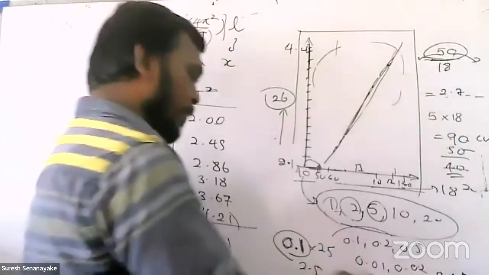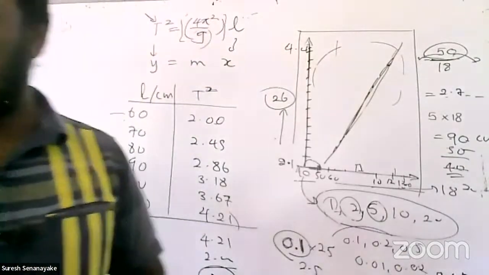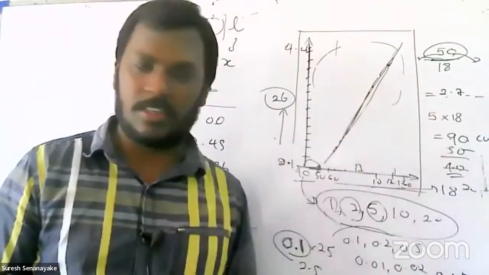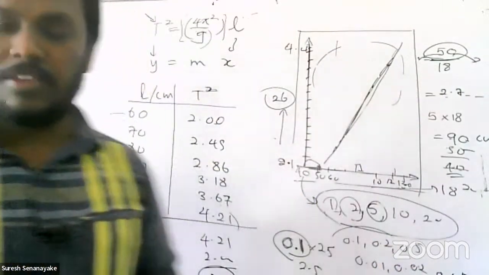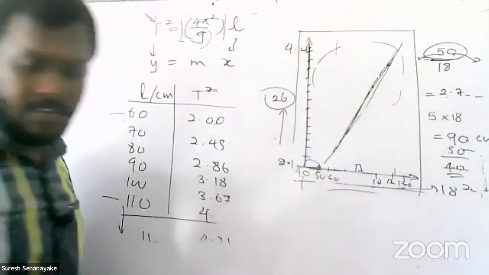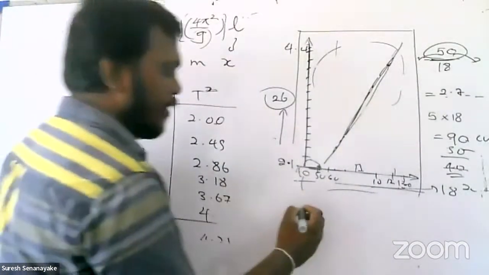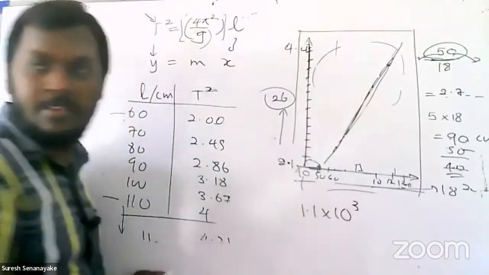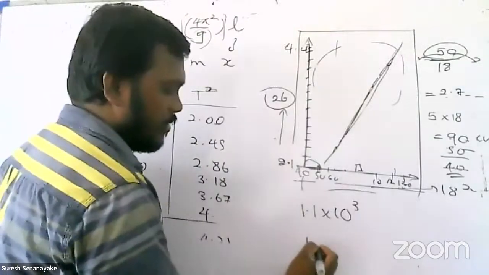But we don't write these as point values anywhere, because we always write these values with the scientific notation. When you're writing it with the scientific notation, we always need to write like this, for example 1.1 times 10 to the power minus something.